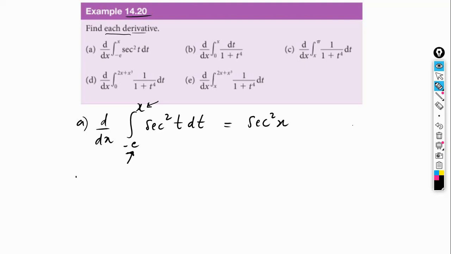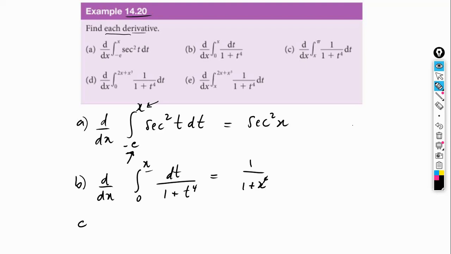With b, we have a similar situation because it's also straightforward. So we have the integral from 0, which is a constant, to x of dt over 1 plus t to the 4. This is simply going to equal 1 over 1 plus x to the 4th. Okay, but how about c? That's what we're going to do next.